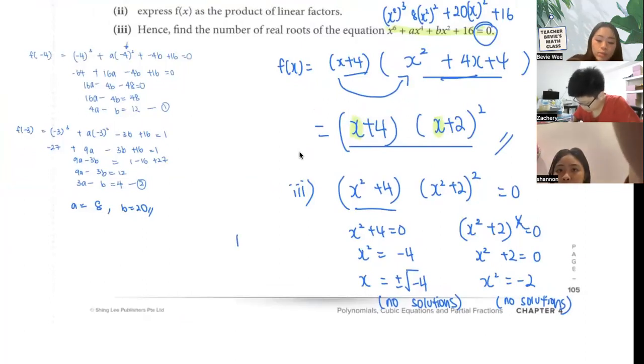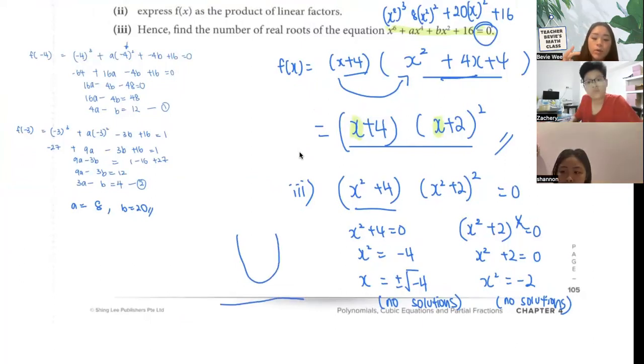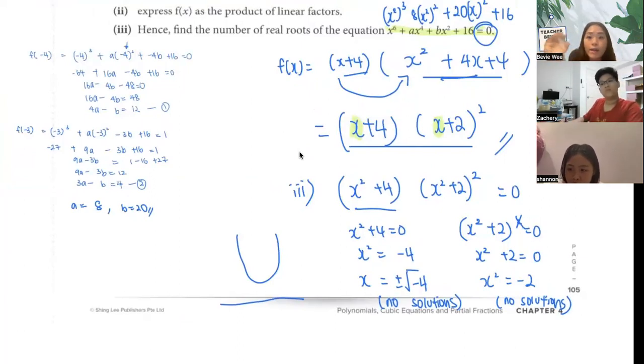No real roots means your graph is going to lie above your x-axis or below your x-axis. But of course, this is not a quadratic graph. I'm just saying if it's a quadratic graph, it's going to lie above or below your x-axis. But for x to the power 6, we don't know what the shape of the graph is. Maybe it's an M-shaped graph. We don't know what kind of graph it's going to look like.